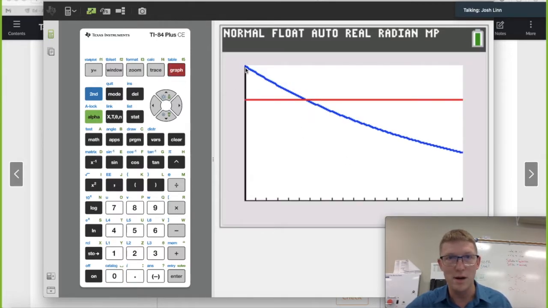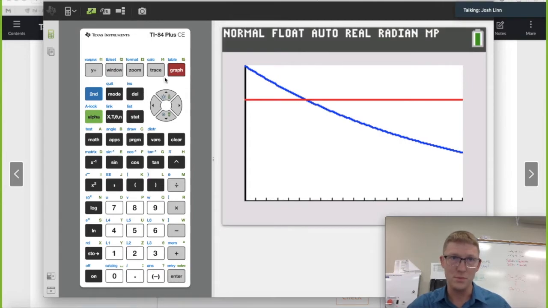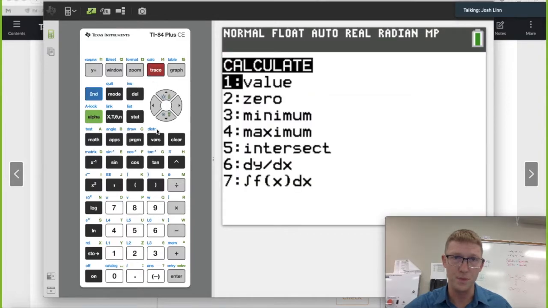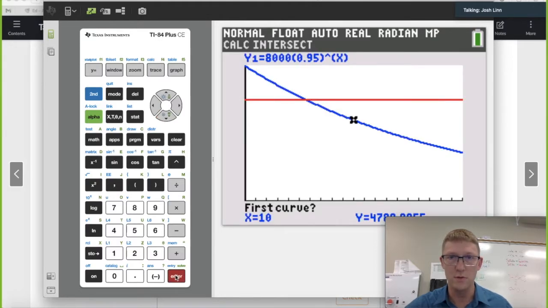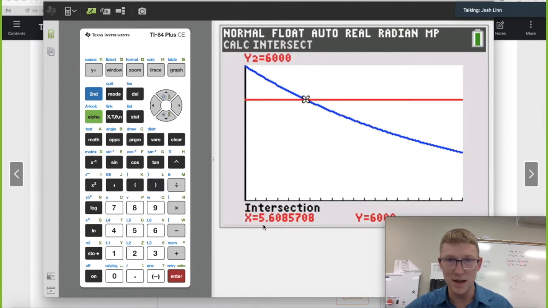Exponential decay, that's the word I was looking for. So we knew it was an exponential decay, so it's going to start up here and go down, but we're looking for this point right here. So to make our calculator do that, we can go to calculate, and we want to find the intersection point. Our first curve is our blue curve, our second curve is our red curve. So the intersection is at x equals 5.6, we'll say 5.61. So I'm going to write that down, 5.61.